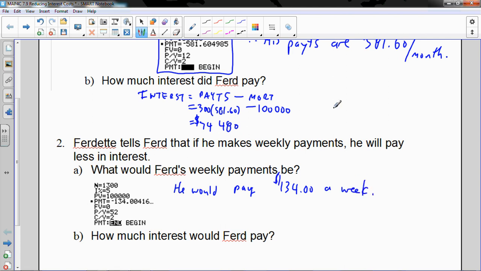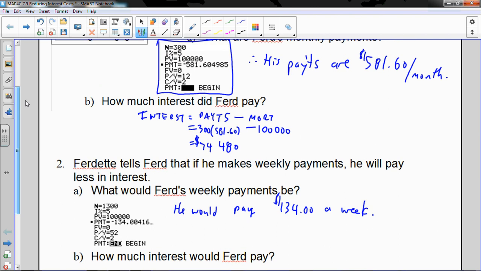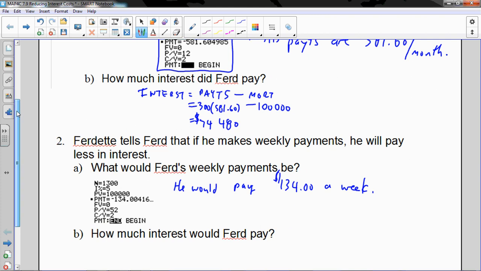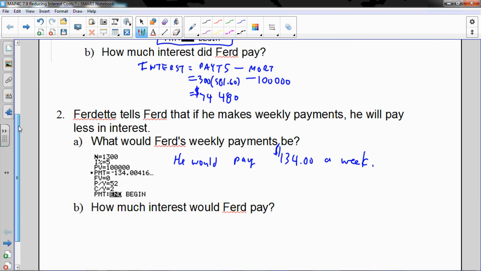Both of these values seem very reasonable as far as a mortgage, right? Could you afford $600 a month for a mortgage? Well, maybe not this minute, but you can see once you start working steadily that you probably could. Or even more manageable might be a weekly mortgage, right? $134 a week. If you're getting paid every week and you got a solid job, that's probably doable. How much interest would he pay?